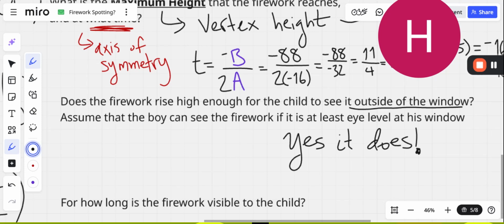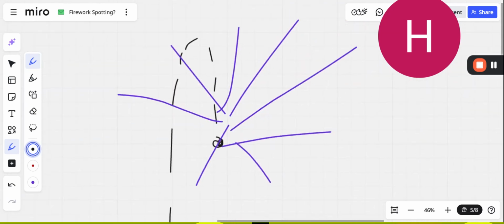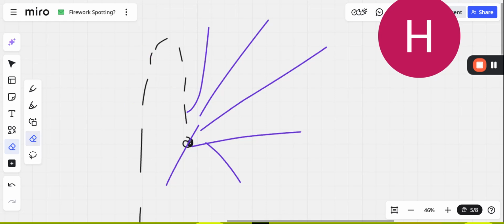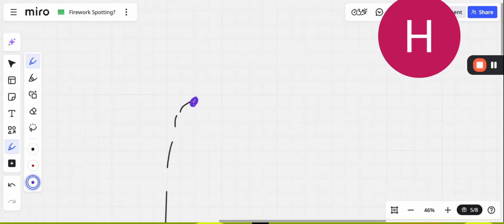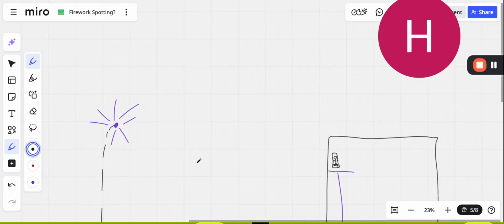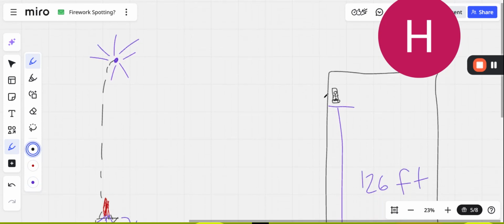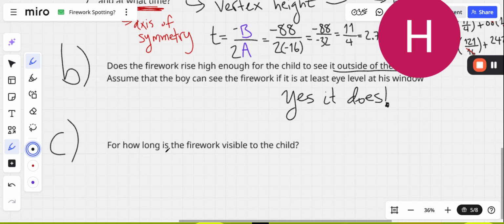Let's presume, right? Can we presume that we're going to have an explosion at the top, like at the peak? I know that sometimes fireworks probably fall down a little bit before they explode, but like I said, I'm not a fireworks engineer. I don't really know much about these things. I'm just going to make it nice, mathematically speaking, and have it explode at the peak, which is 1 foot above this kid's window. And so the question is, how long is the firework visible to the child?